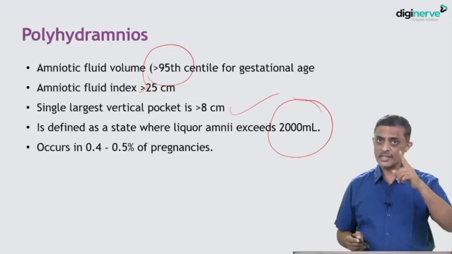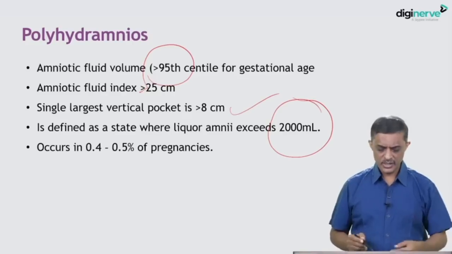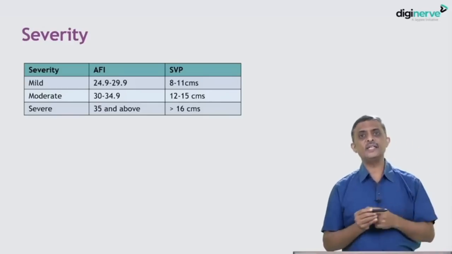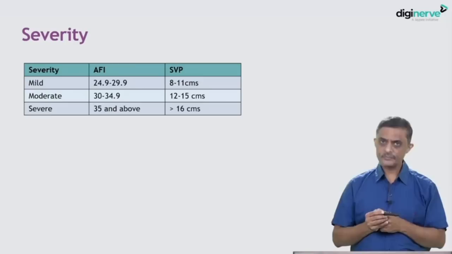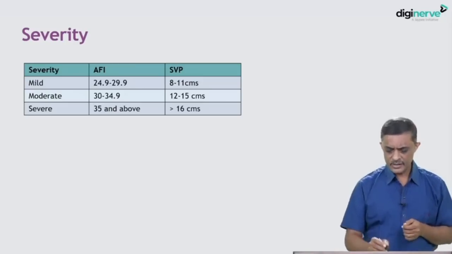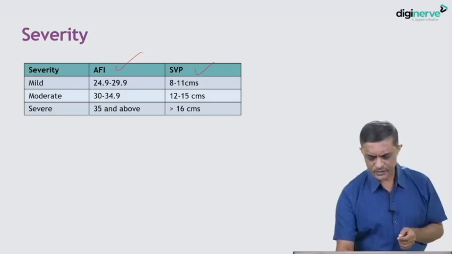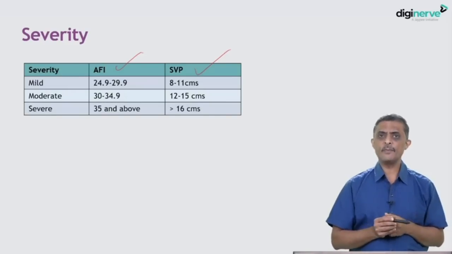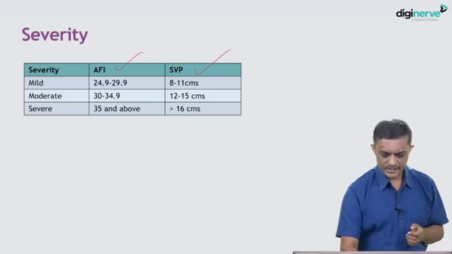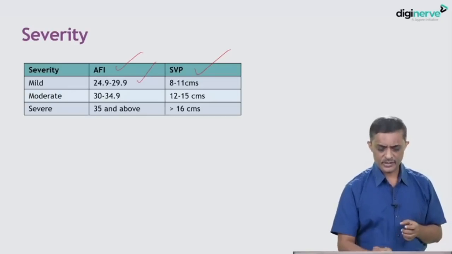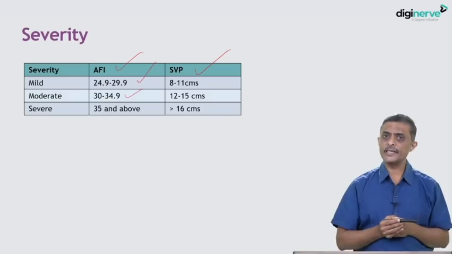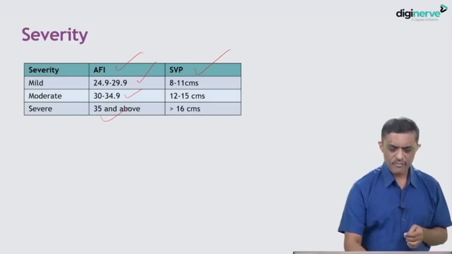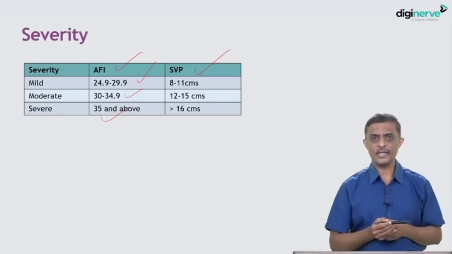And the incidence is not as frequent as oligo. It is 0.4 to 0.5% of the pregnancies. But you have a severity classification in case of polyhydramnios, right? So depending on the AFI and SVP, that is single vertical pocket, 24.9 to 29.9 is defined as mild polyhydramnios, 30 to 34.9 is moderate polyhydramnios, 35 and above is called severe polyhydramnios.